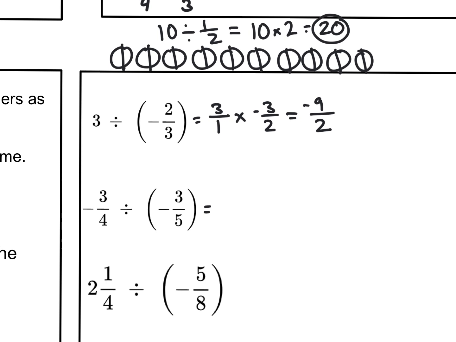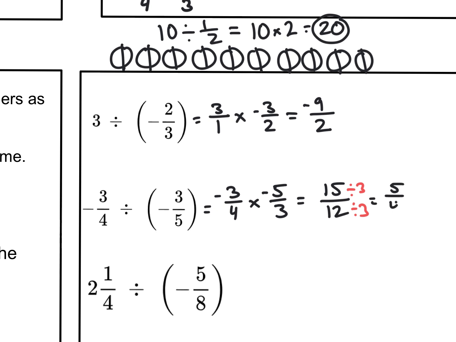All right, remember we're going to keep that first value the same, so it's going to stay -3/4. Change our division to multiplication, and now we're going to flip our second fraction, so 3/5 becomes 5/3. It's still going to stay a negative. 3 times 5 is 15. 4 times 3 is 12. These have a common factor of 3, so I'm going to simplify this. 15 divided by 3 is 5. 12 divided by 3 is 4. I have a negative times a negative, so my answer is going to be a positive.